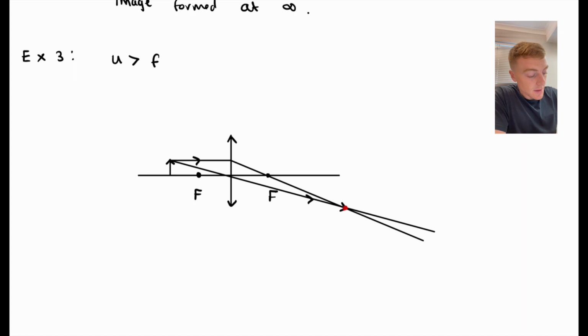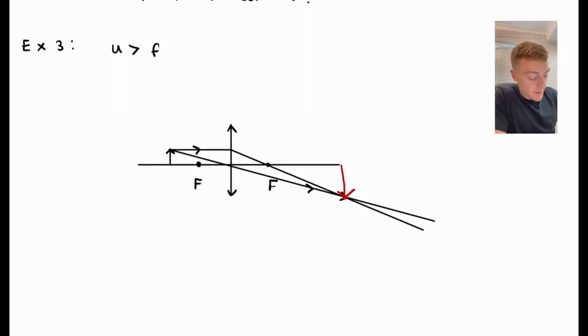Okay, if we repeated that process, so parallel ray through the focal point, then a second ray unrefracted, we get that the middle of the arrow will form over here. If we repeat that process a number of times, we get that that image will form over here.